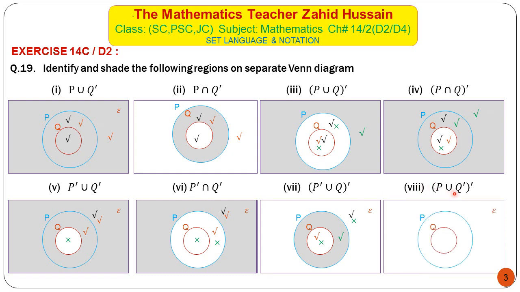P union Q complement, whole complement. Again, regions for set P are these two regions. Region for set Q. Q complement means outside set Q. Outside set Q is this region and this region. These two. And its complement. P union Q complement means this region and this region.